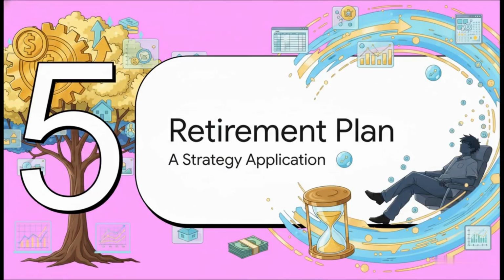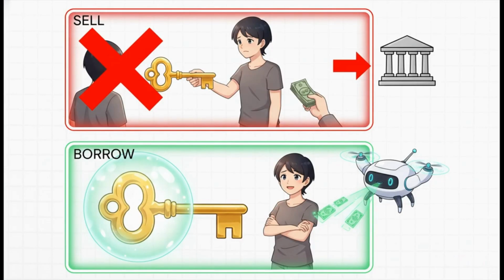So, how does this all translate into something practical, like, say, retirement? Well, it creates a way of thinking about retirement that is totally different from what you've probably heard before. So, here's the core concept, and this is a huge mental shift for most of us. Instead of selling off your assets to live on in retirement, which, by the way, usually triggers a big tax bill, you borrow against them.